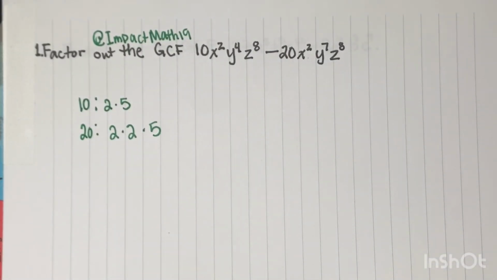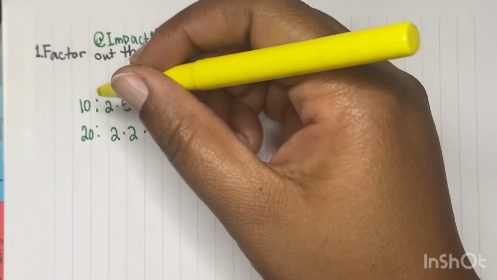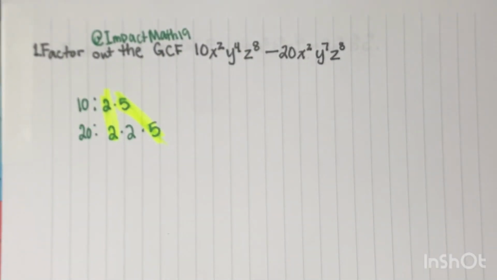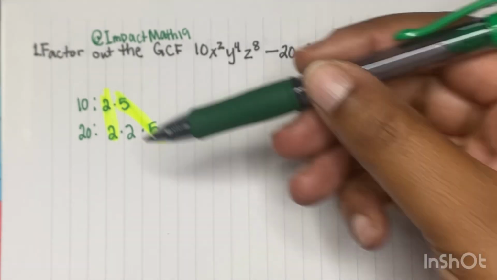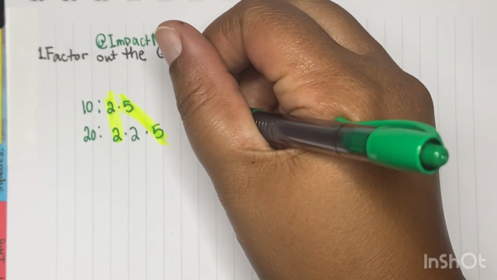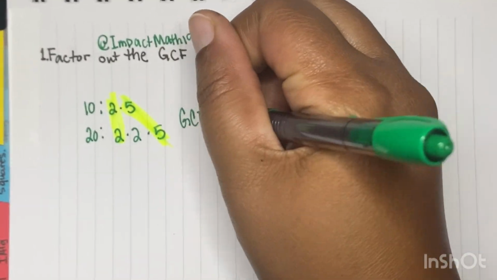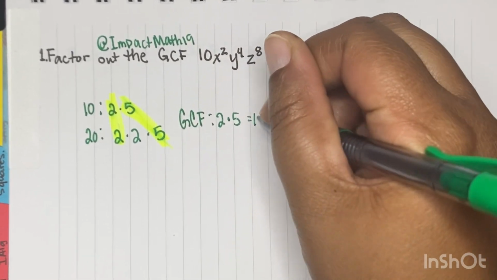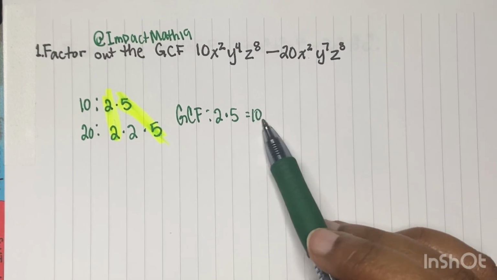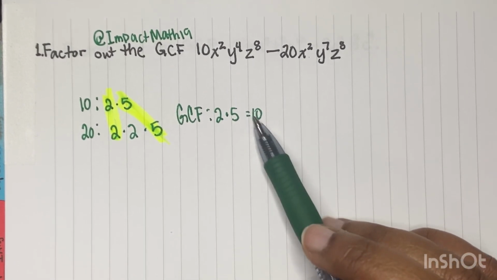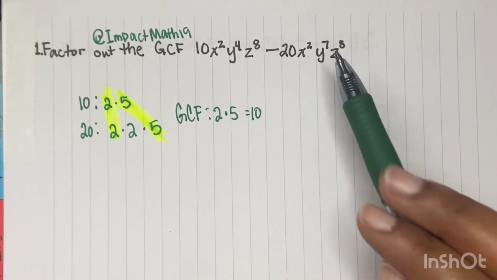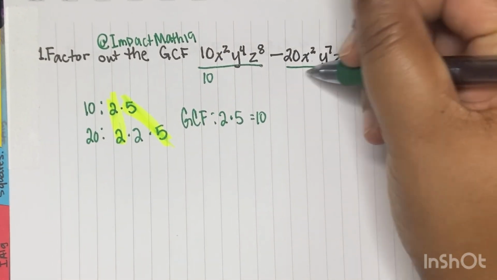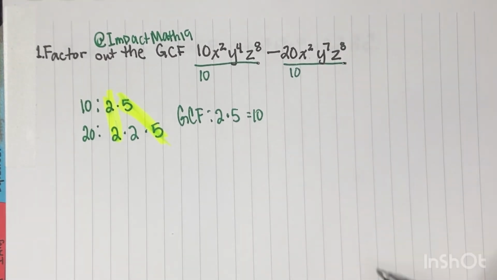When we're looking for the greatest common factor, that means we're looking for things that they have in common. So here you can see they have a 2 in common and a 5 in common. So our GCF is going to be 2 times 5, which is 10. That means 10 is the greatest common factor that can be divided into 10 and 20. So I like to just put 10 under here because I know I'm going to be dividing by that.